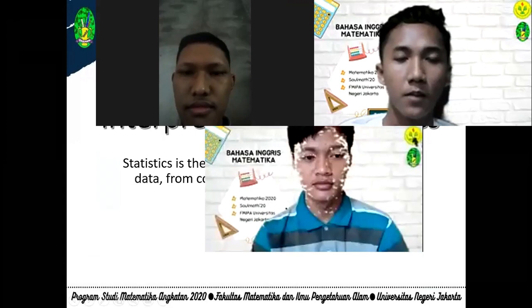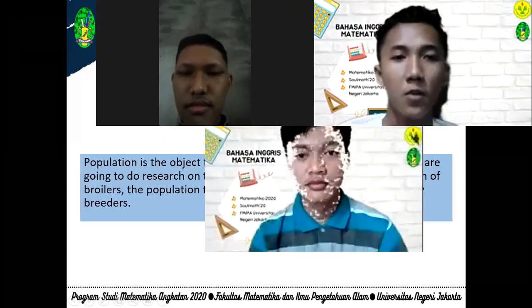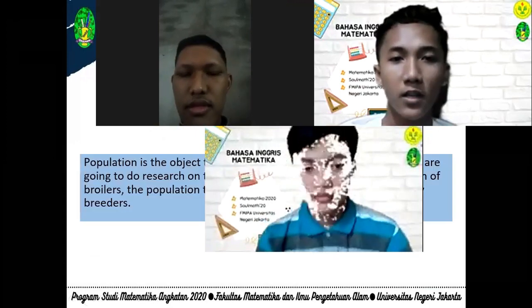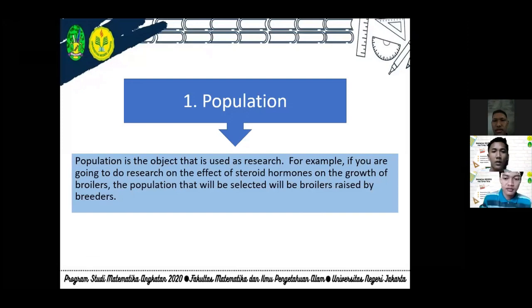One, population. Population is the object that is used as research. For example, if you are going to do research on the effect of steroid hormone on the growth of broilers, the population that will be selected will be broilers owned by breeders.